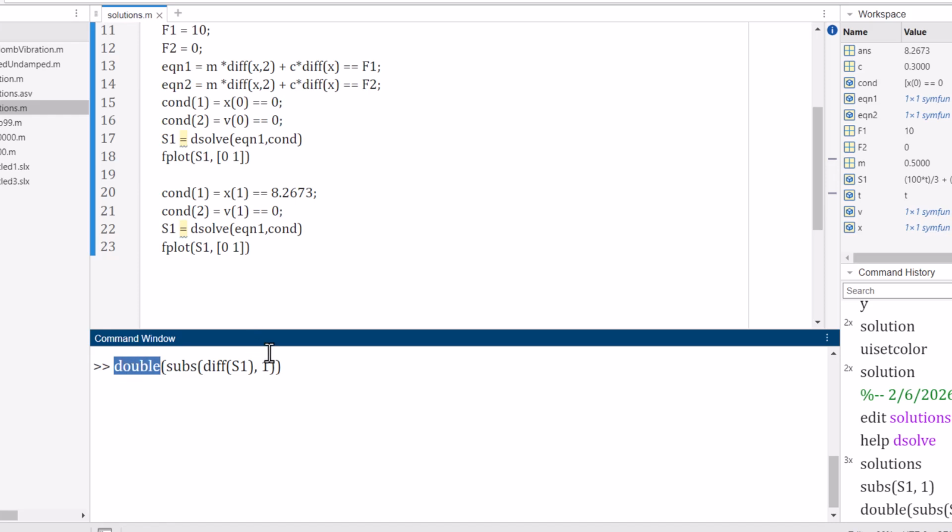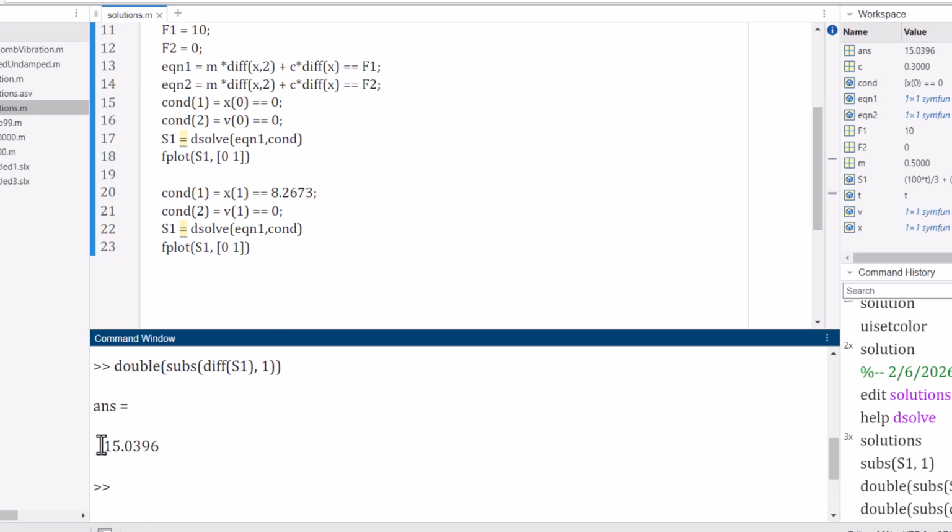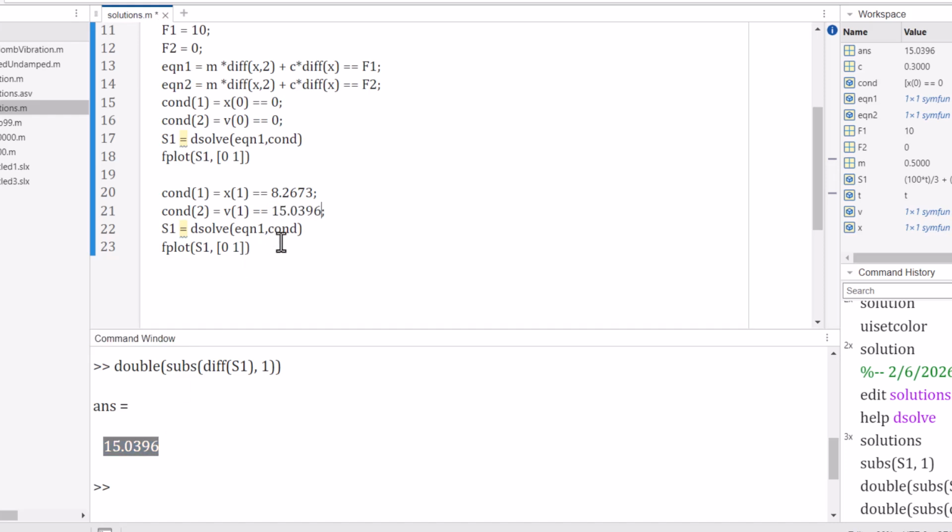I have a separate video on MATLAB symbolic toolbox. So if this substitution is vague to you, you can go check that tutorial too from the top right corner. So I press enter, and this is going to be the velocity at 1 second.